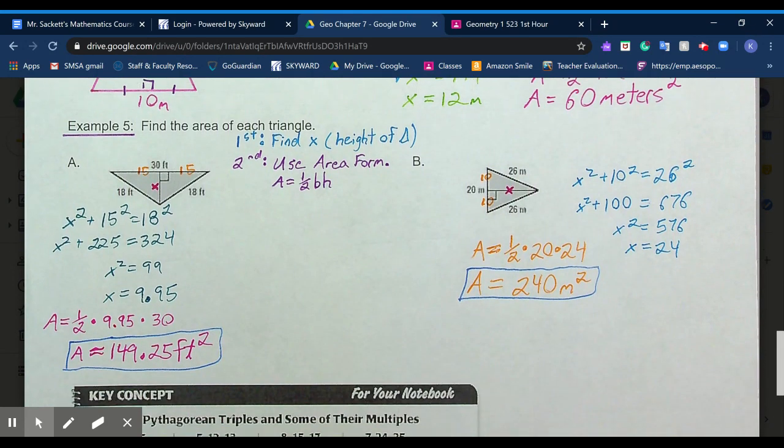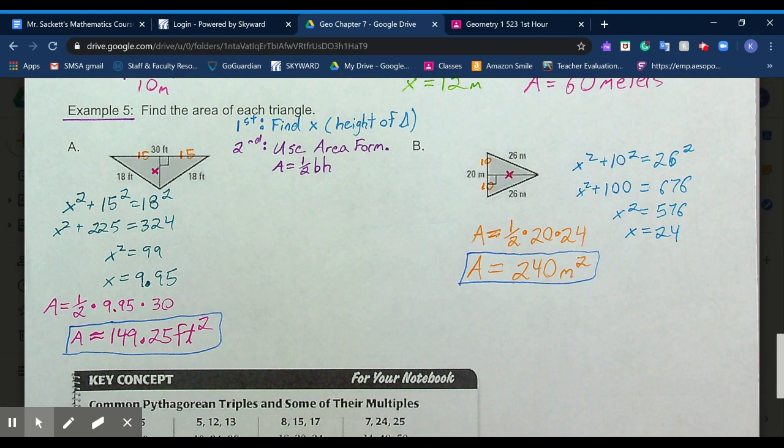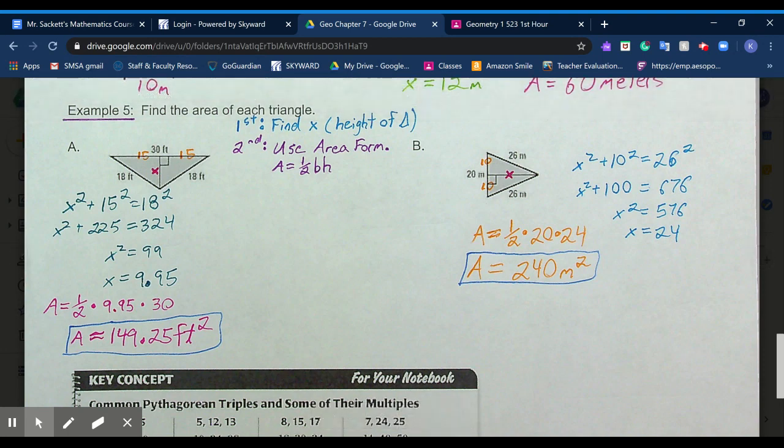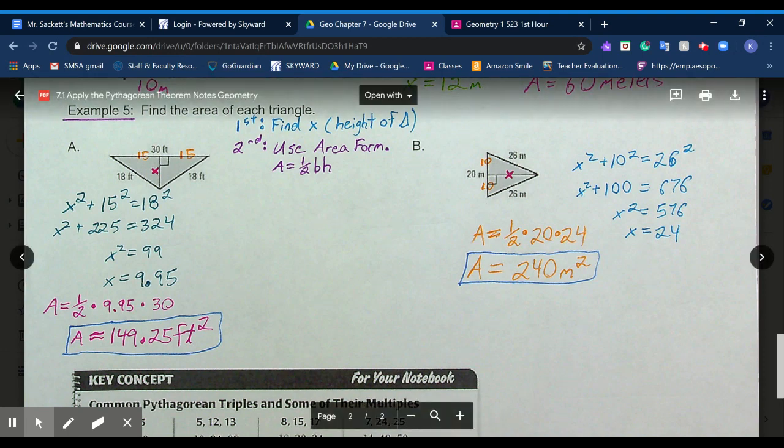So example 5, we have A and B here, is that same concept. We first need to find x, which would be the height of the triangle, and then we would use the area formula to solve the problem. So in these problems, we are always given isosceles triangles, meaning 2 sides of the bigger triangles are congruent. So in this one, 18 and 18 are our isosceles sides. 30 would be my base, and I need to find x here for my height.